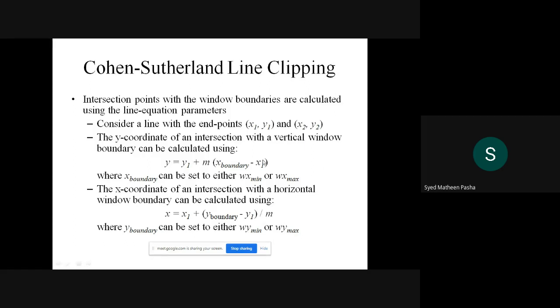This is just the displaying of the line equation. What is the line equation? y equals mx plus b, right? So that is the line equation. Check that the format of that equation is the same: y equals mx plus b. That is the initial point of that particular line segment, the y coordinate. What if the intersection is done with respect to the x coordinate? Then this equation applies, where the y boundary can be set either to y minimum or y maximum, similar to the y coordinate case. So you need to remember this, where intersections of points within or outside the boundaries are displayed.